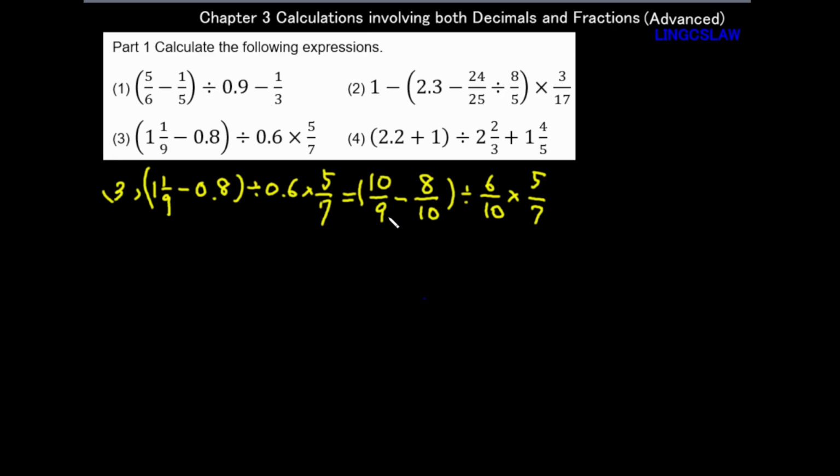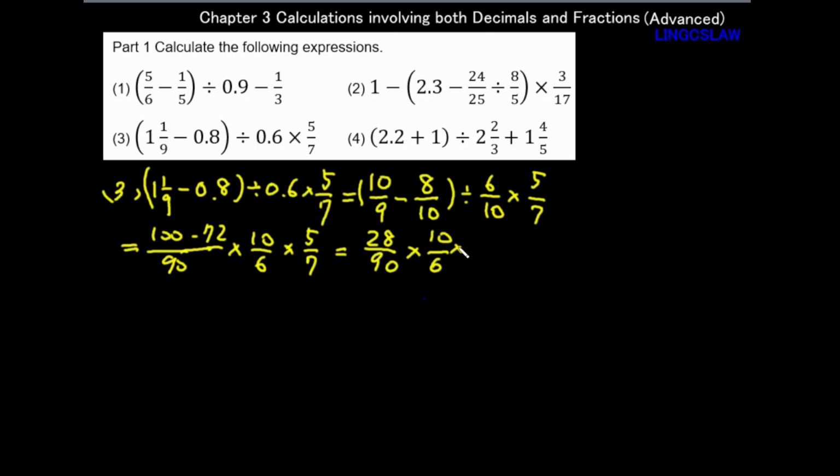Now let's do this part. Let's make the denominator 90, right? So 90, and 10 times 10 equals 100. 8 times 9 equals 72. Divided by, but let's make it multiplication. So let's change the denominator and the numerator. 10 over 6 times 5 over 7 equals 100 minus 72 equals 28 over 90 times this one, and let's make this simplified.